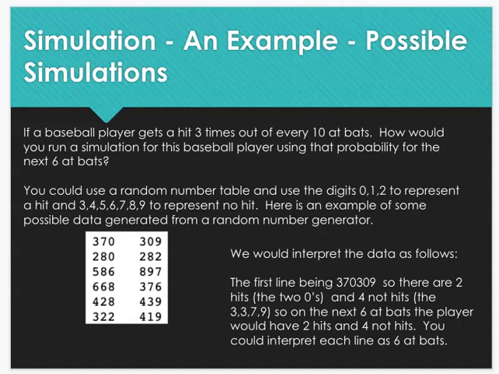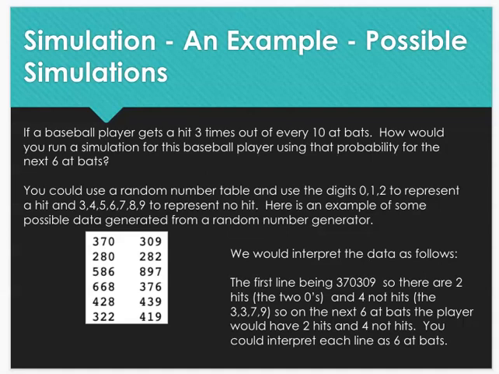Using my setup for my simulation of the numbers 0, 1, and 2 are a hit, I looked across that first line of 370, 309, and I said, oh, there's a 0 and there's a 0. Those are both hits. So there's 2 hits. And then how many not hits are there? Well, there's a 3, a 7, a 3, and a 9. So there were 4 not hits. So on the next 6 at-bats in that simulation, he would have 2 hits and 4 not hits, because that's a total of 6 at-bats.